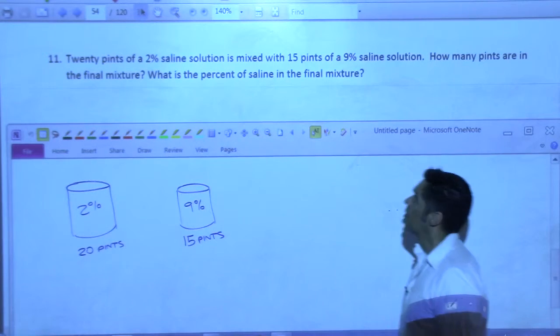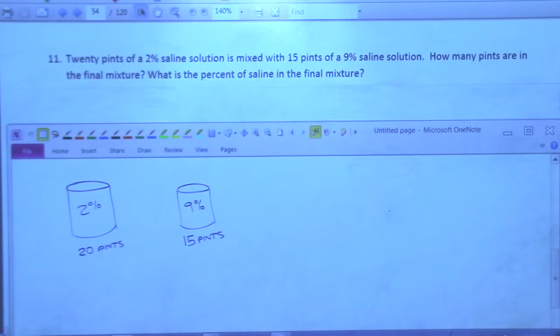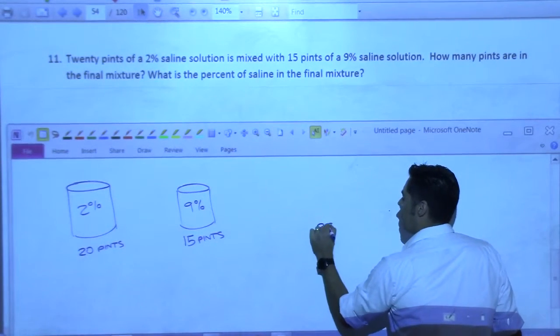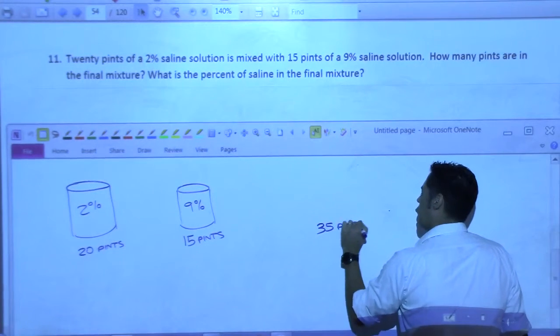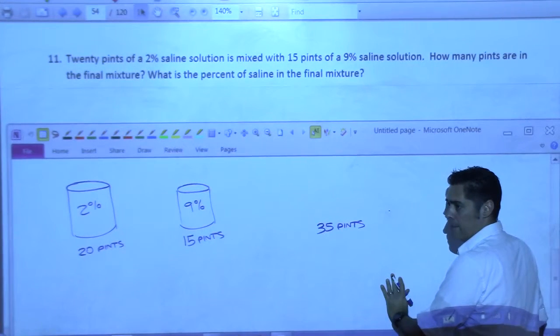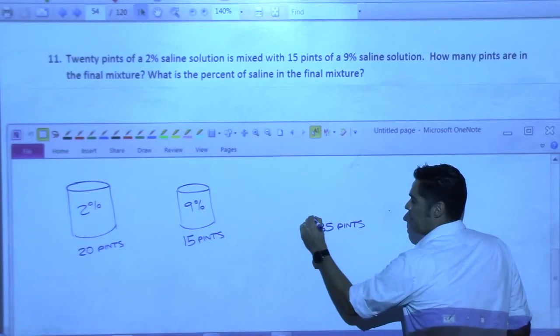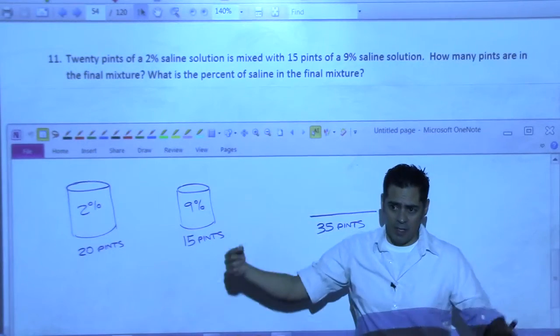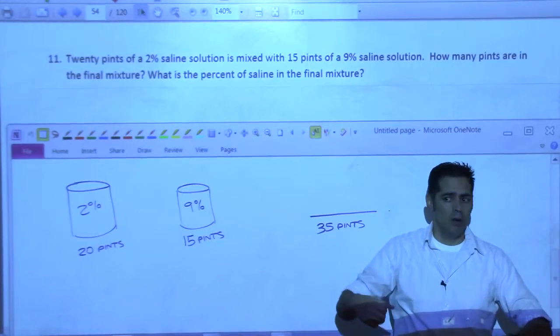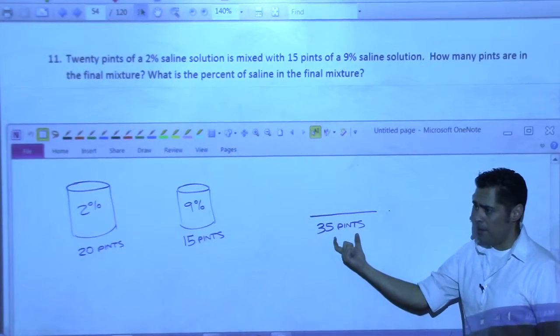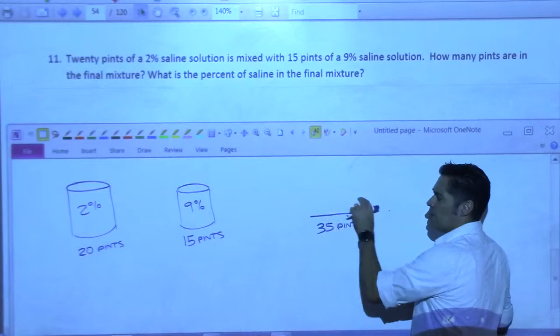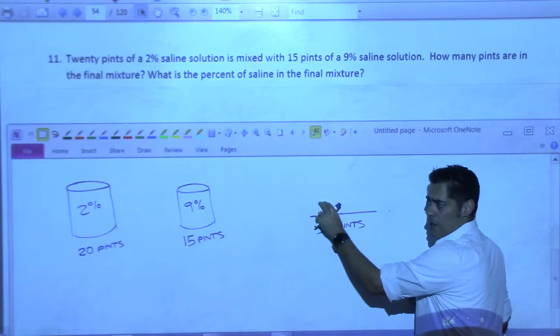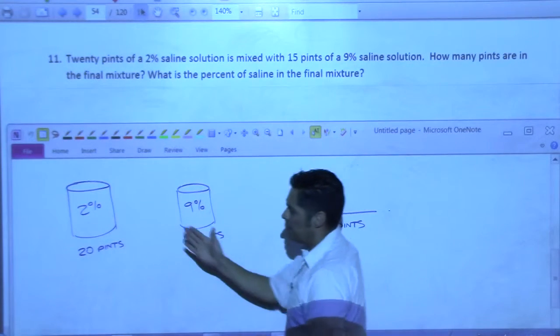All right. So now, how many pints are in the final mixture? So when I mix those two together, how many pints do I have? I have 35 pints in the final mixture, right? Now, that's going to be the denominator that I use to get the percentage. You know how we just did that a second ago? It was like 3 plus 1, and that was the denominator? We need to come up with the two numbers that are going to go here. So how do we do that? We come back to here.